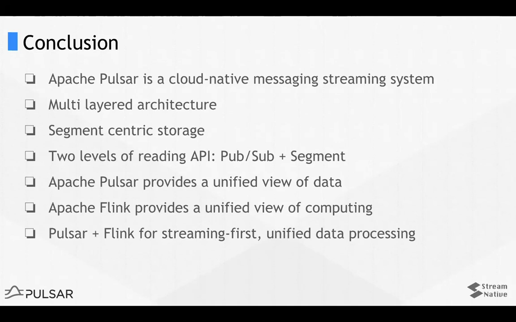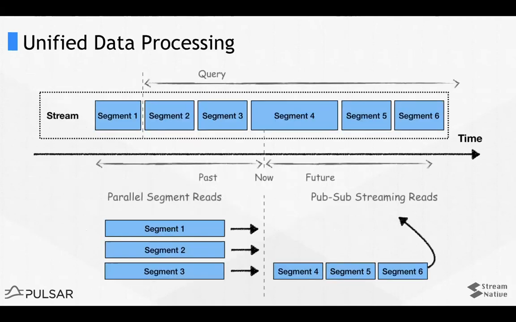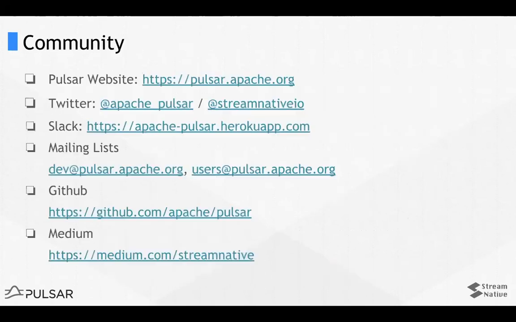And Flink attempts to provide a unified view for computation, and the combination of the two can create a streaming-first unified data processing architecture. This is the end goal we want to achieve: a better integration story between Flink and Pulsar to simplify the whole data processing use case.